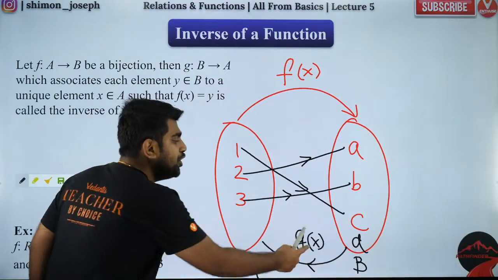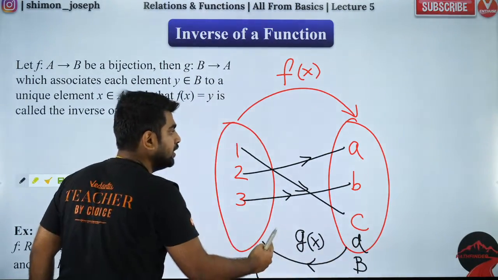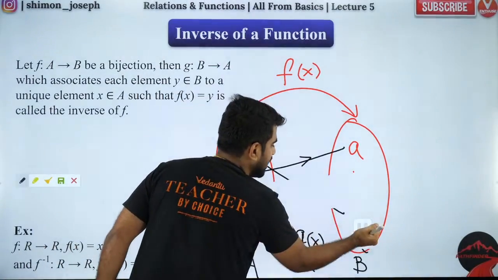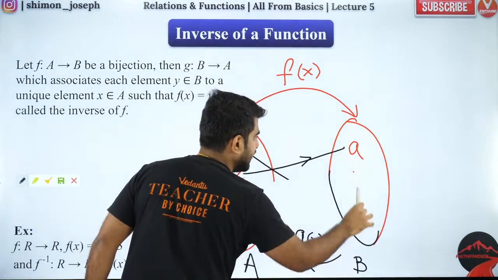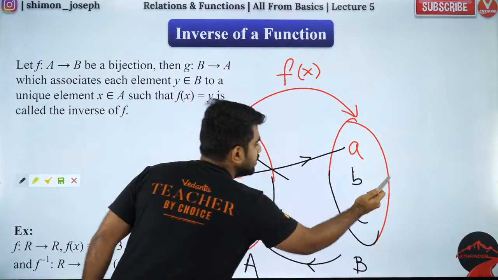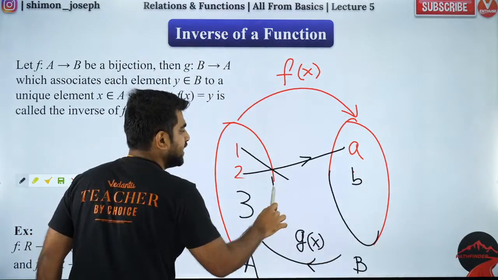Let's say I told you if it is not onto, it is a problem. What if it is not 1 to 1? Let's say if it is not 1 to 1, what will happen? Let's have a look at it. Okay, so you have B, you have C. Now let us say it is not 1 to 1. It is like this.